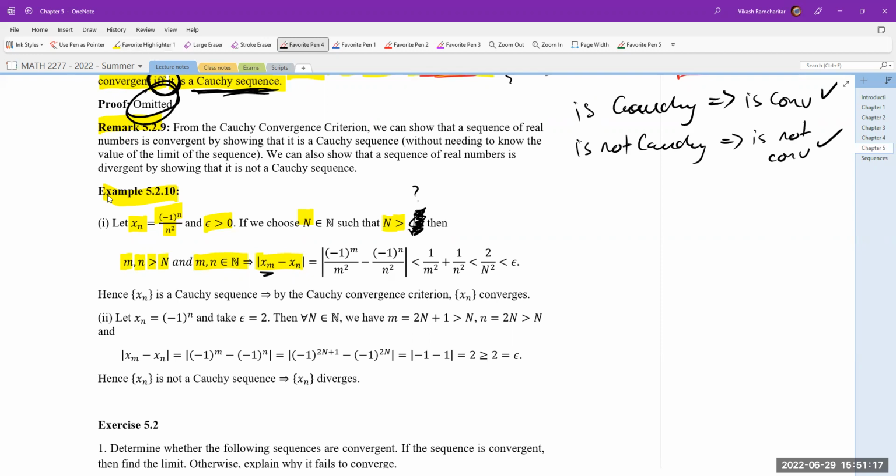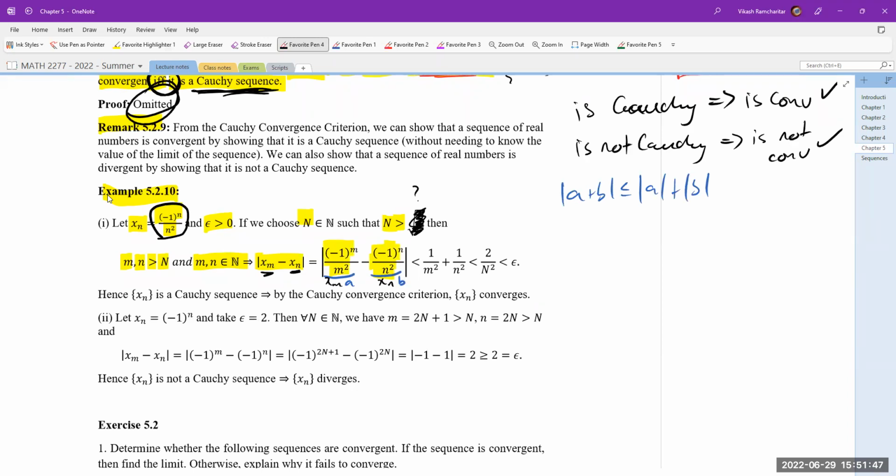So x_m and x_n, well, we have the formula for it. Here they gave us the formula, so all I do is use that formula over here. This is x_m and this is x_n. Then I use the triangle inequality again. So again, that's the modulus of A plus B is less than or equal to modulus of A plus modulus of B. This guy is A and this guy is B.